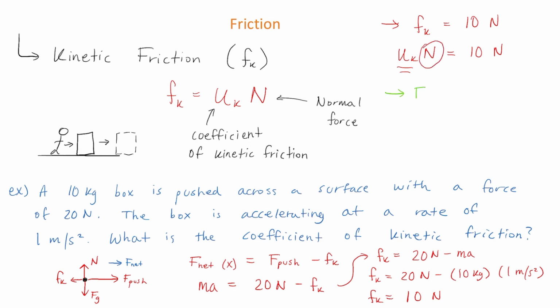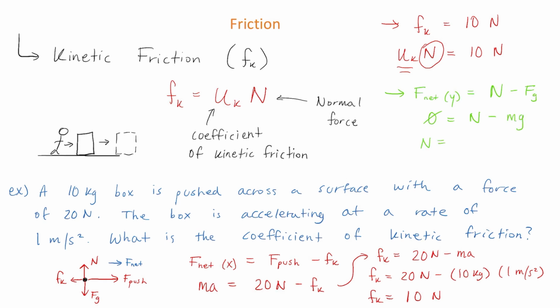Well, we can use an F net y equation. This would be the sum of all the forces acting along the y-axis. So that would equal the normal force minus the force of gravity. And the force of gravity is negative because it's a vector that points down. Now we can replace F net y with 0 because the box is not moving up or down, so there's no net force along the y-axis. We can also replace the force of gravity with mg.